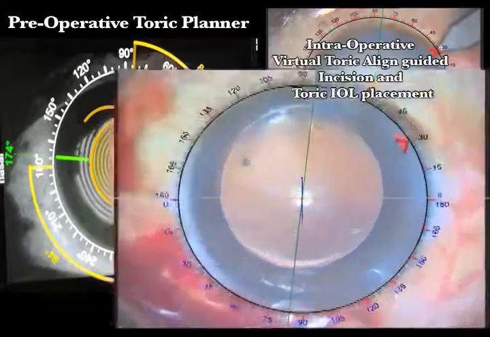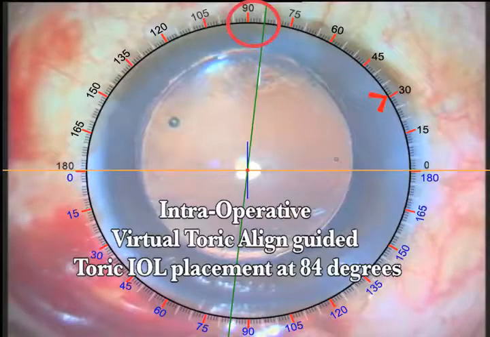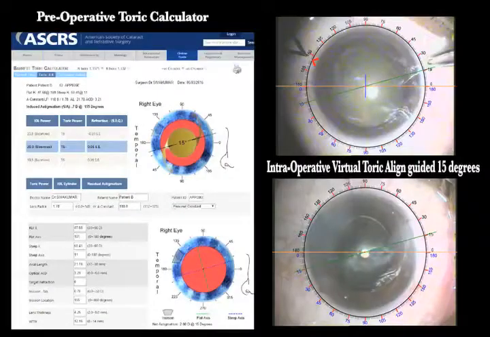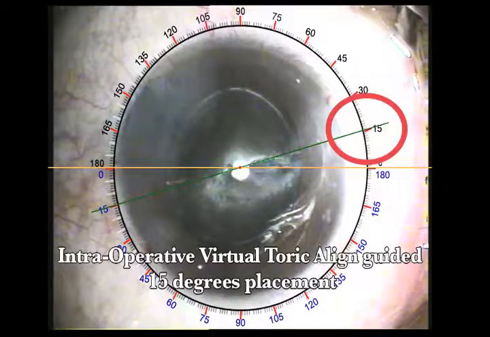The results obtained through immediate 3 hours post-operative aberrometry and toric planar analysis indicated accurate placement on the exact designated placement axis with 100% accuracy.